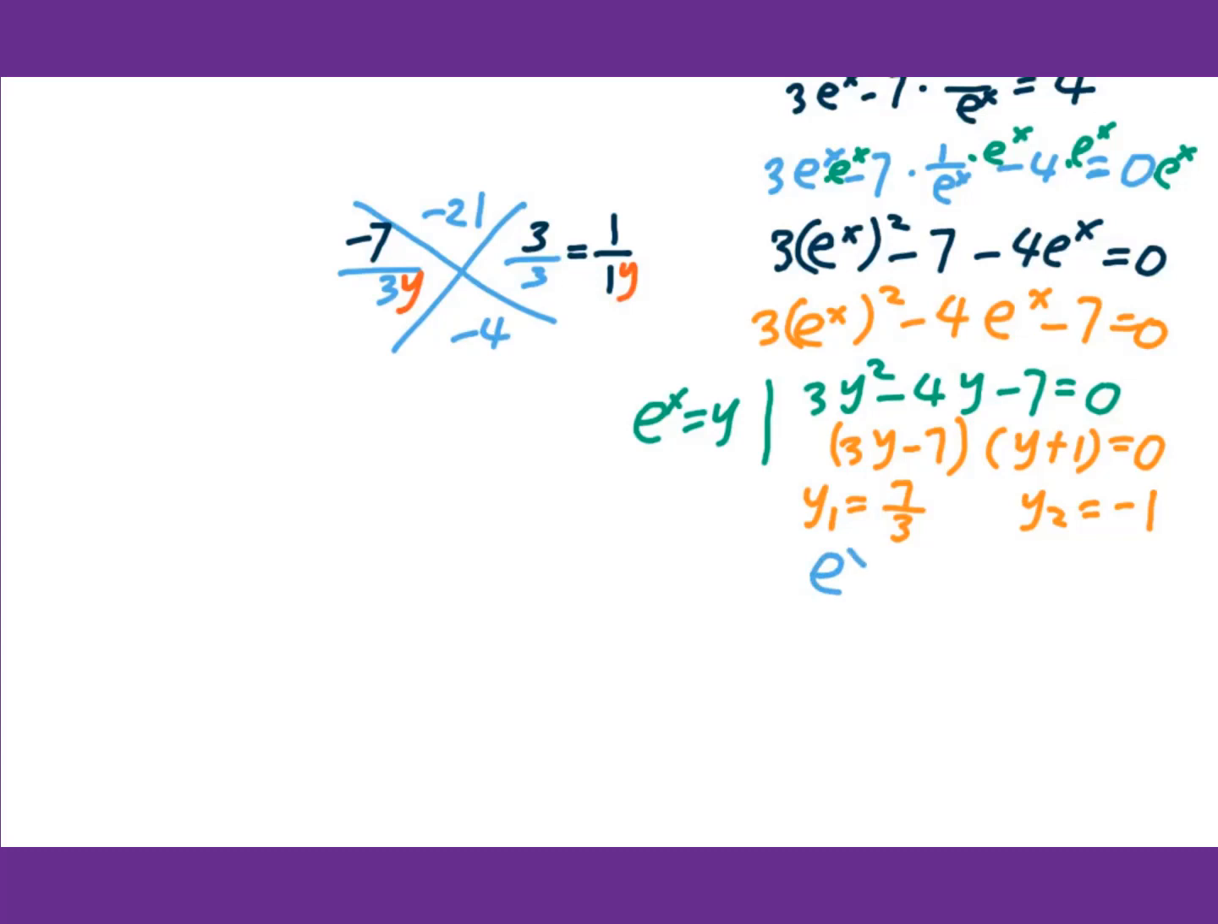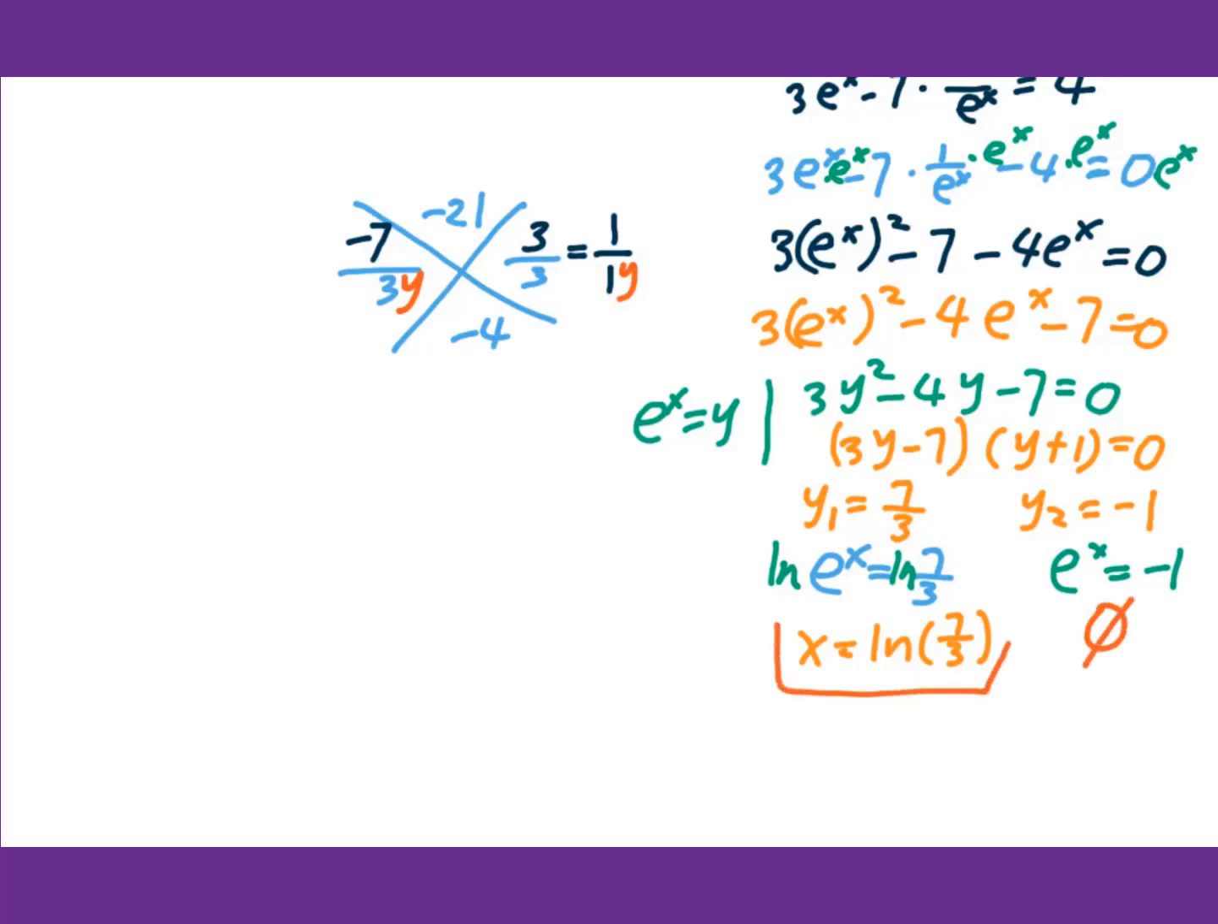We got e to the x power equals 7 over 3. Then we do the natural log on both sides. You will get x equals natural log of 7 over 3. For y2, we plug in e to the x power. You got e to the x power equals negative 1. That's an empty set. So that's the only solution for this equation.